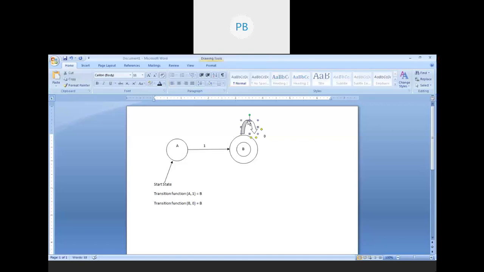Similarly, in case of A also, if you want to move from A using your input symbol 0, you will reach A again. Here you can add a comma and 1, because there are two input symbols.